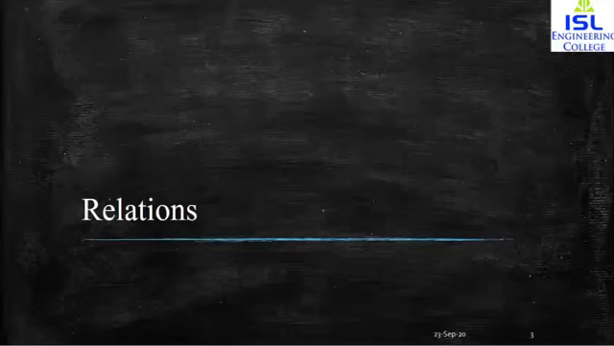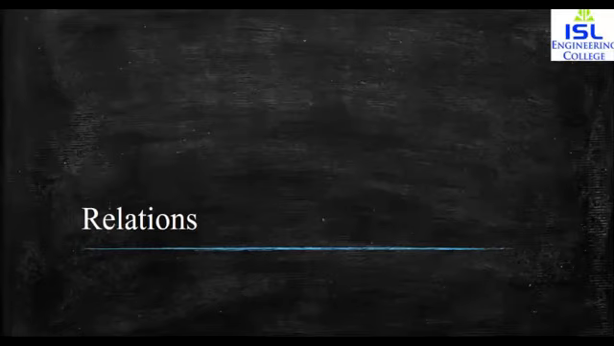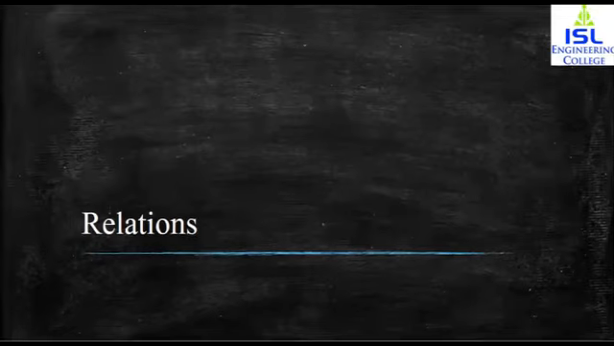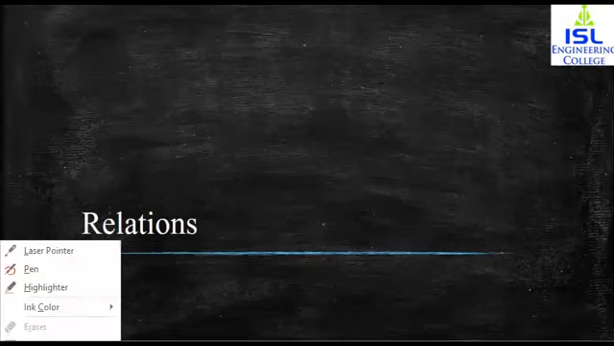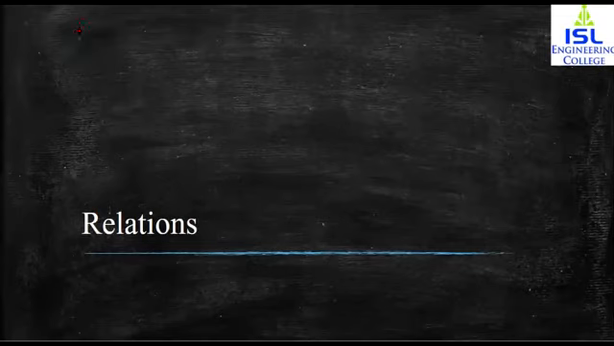Good afternoon. Today we will be beginning the first topic of our next unit, which is relations. Before we begin relations, we first have to understand what we mean by a set. Why do we have to understand what a set is? Because a relation is a subset of a Cartesian product. So for that reason, let's see what a set is.